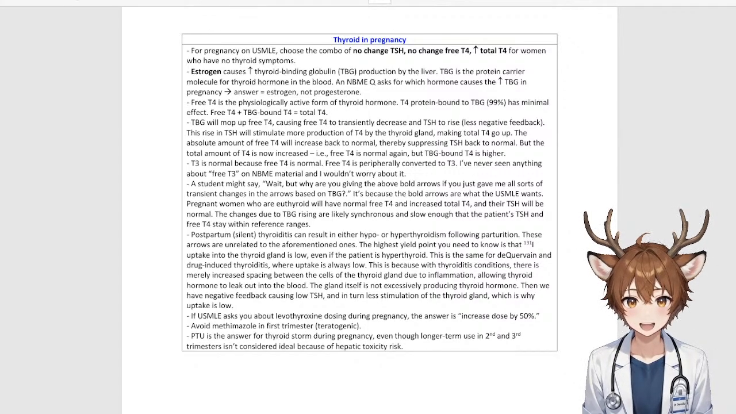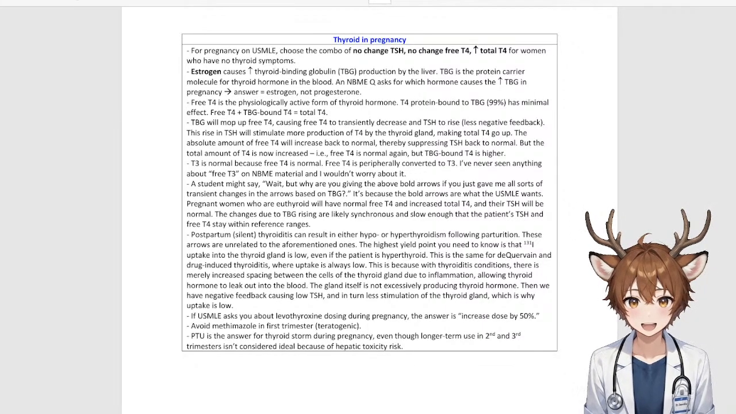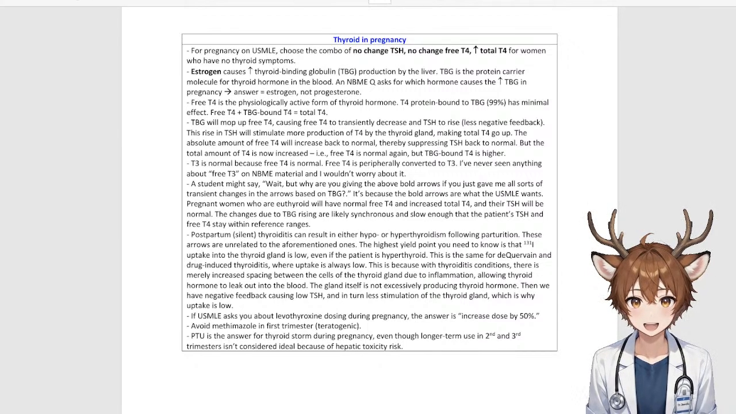T3 is normal because the free T4 is normal. Free T4 is peripherally converted to T3. I've never seen anything about free T3 on NBME material, and I wouldn't worry about it.